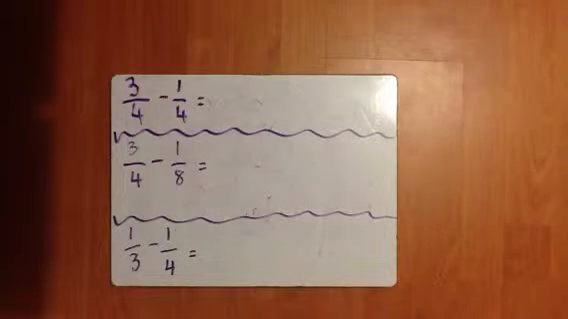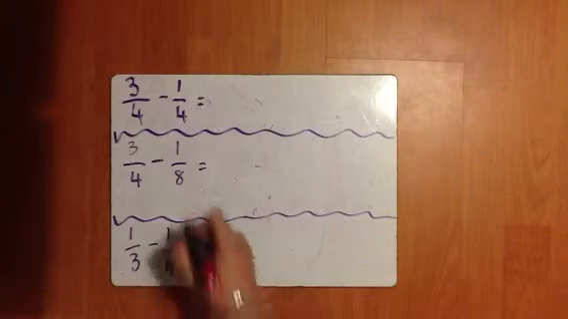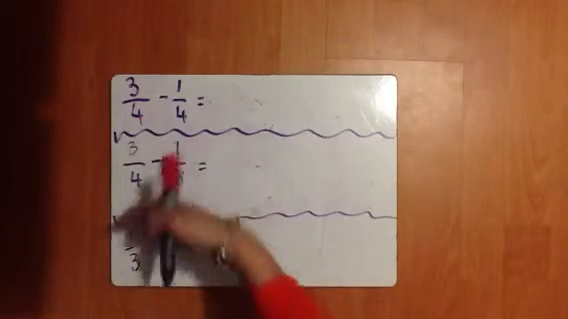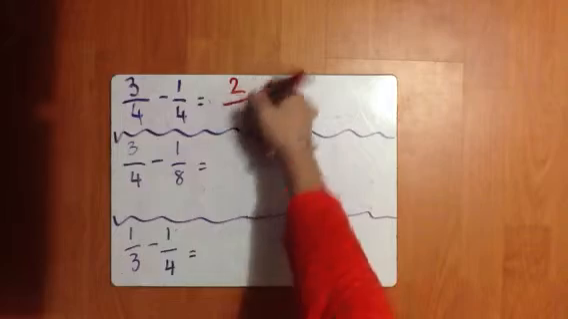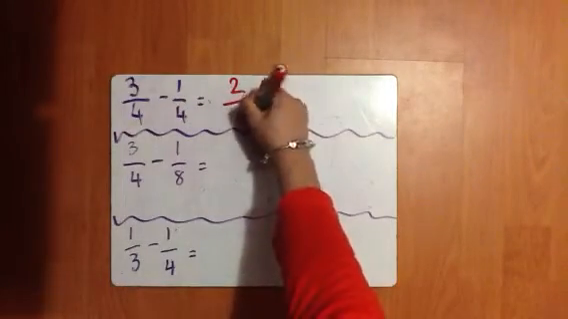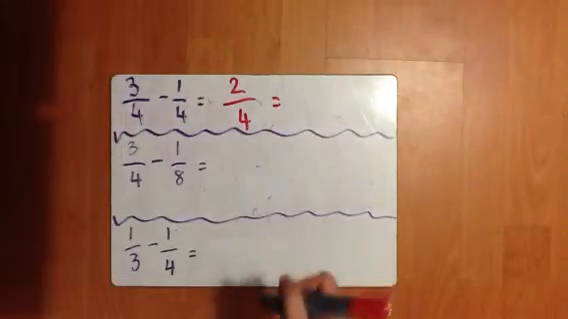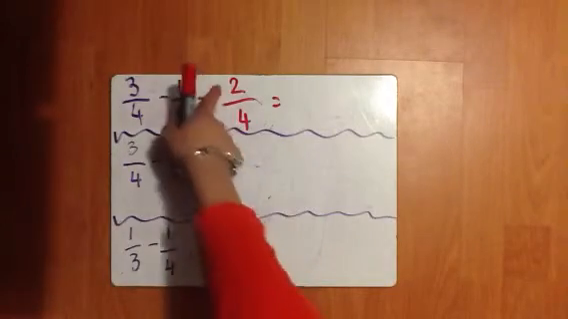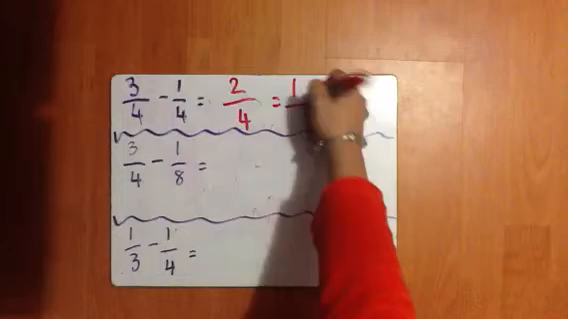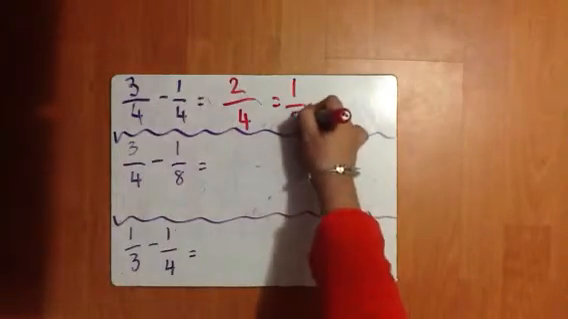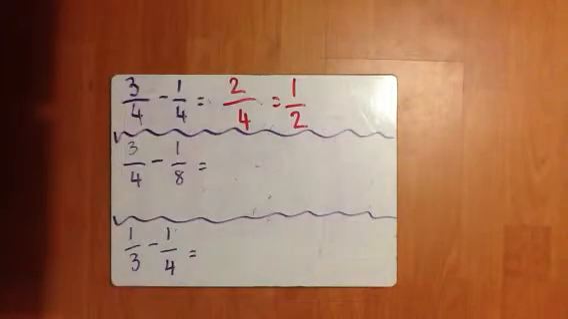Okay guys, welcome back. Let's solve these problems. Okay, so the first one, our denominator is the same, so we don't have to do anything to the denominators because they're the same. We just simply subtract. So 3 take 1 is 2. Our denominator of 4 stays the same. We just now need to simplify it. The biggest number that goes into both 2 and 4 is 2. So 2 goes into itself once. 2 goes into 4 twice. So that's our answer. Next problem.